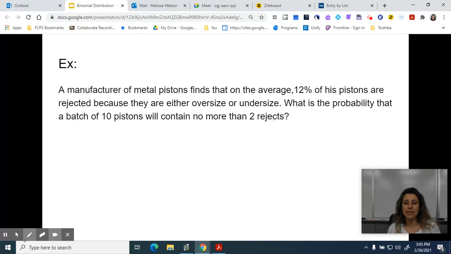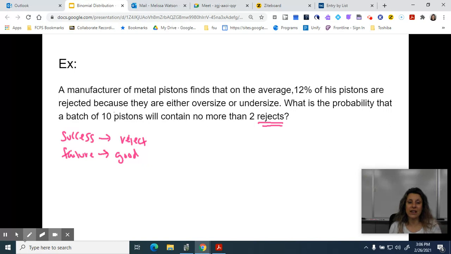Okay, so in this particular scenario, you have the choice of identifying your success or failure. I would probably identify the reject as my success. It's kind of crazy, but that's what I would do. My success is the reject part. So my failure would actually be if it's a good part. Now, you can switch those around if you want, but again, it's just going to change your numbers.